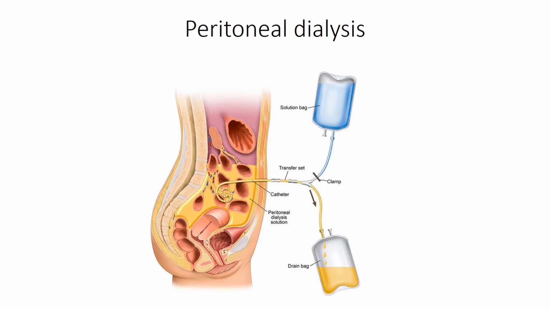Now the mesothelial lining of the peritoneum acts as a semi-permeable membrane, and using this transmembrane capability, the dialysate or dialysing fluid can be introduced into the peritoneal cavity, and afterwards this fluid can be drained, and this is the basis of peritoneal dialysis. So it uses the transmembrane or semi-permeable capability of the mesothelial lining of the peritoneum.